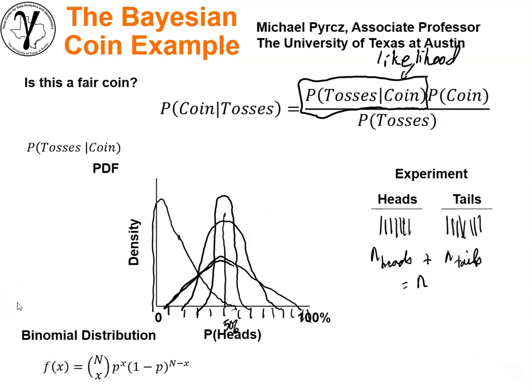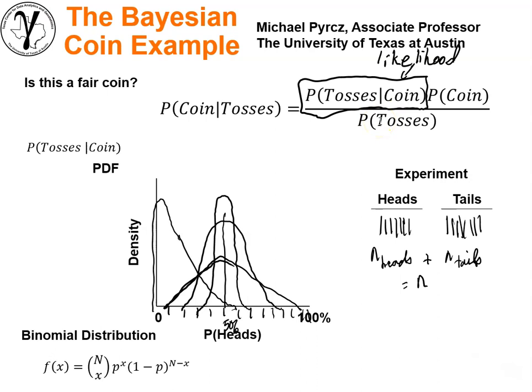Now, what's really cool is once we have the likelihood for all of these probabilities of heads for the coins, we can take the prior times the likelihood, and we're able to go ahead and solve for the posterior. Now, I should make a couple of comments about the evidence term.